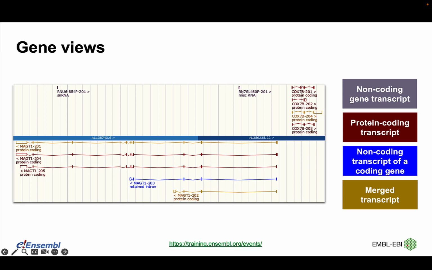And then finally, we have the golden or the merged transcript. So this flag or tag represents transcripts with a high confidence in the annotation. These golden transcripts can be both coding and non-coding, and I'll talk more about golden transcripts in the next slide as well.